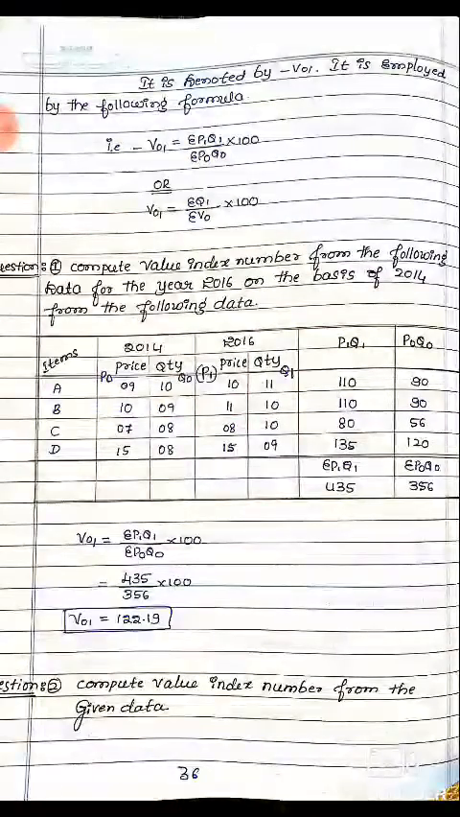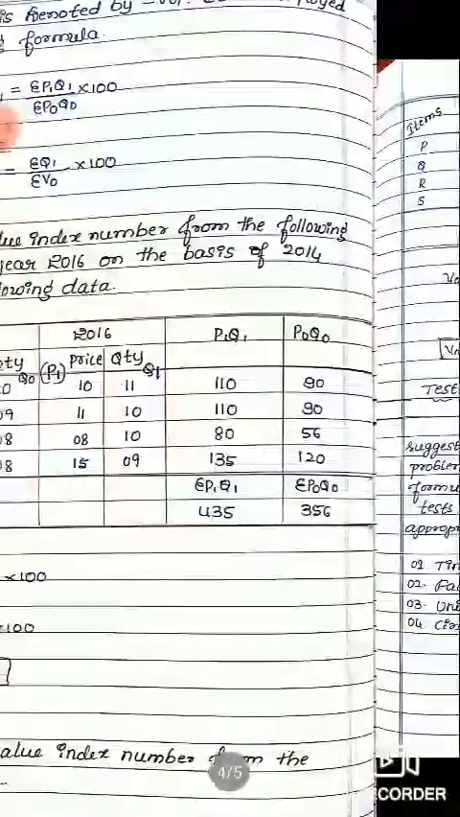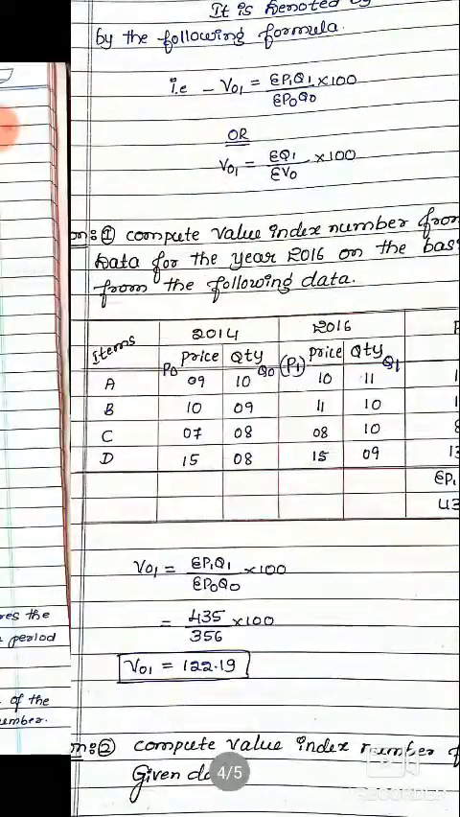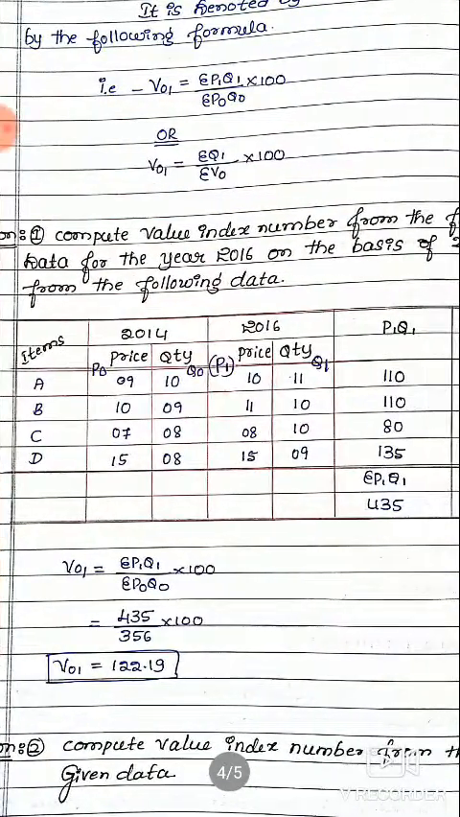And also we can go through the problem. Compute value index number from the following data for the year 2016 on the basis of 2014. So now the problem is like this. The first column is items.